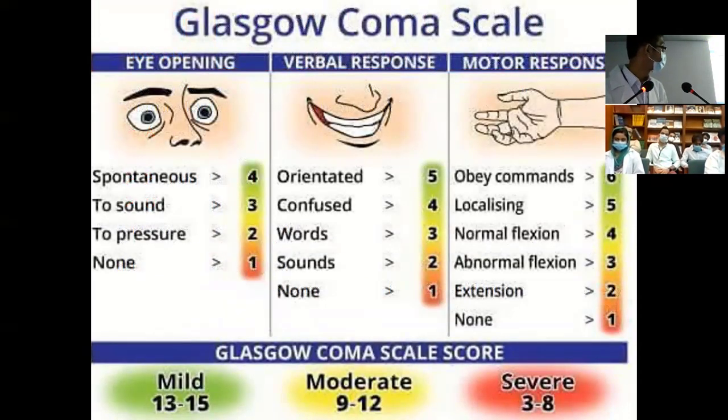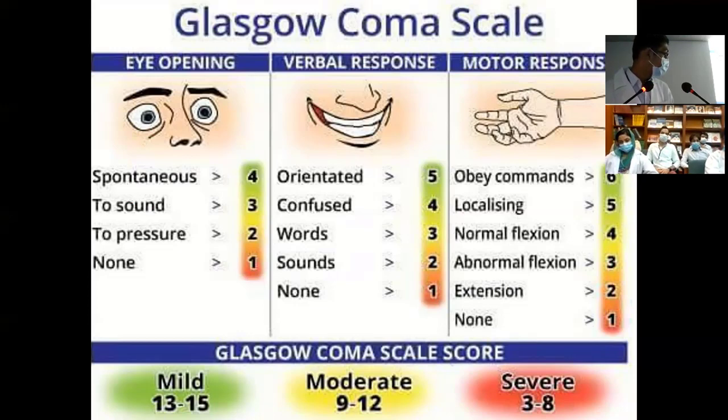This is the Glasgow Coma Scale. It includes eye opening: spontaneous, 4. If the patient is responsive to sound, 3. If to pain, 2. If unresponsive, 1. Verbal response: if the patient is oriented, give 5. Confused, 4. If only words, 3. If moaning sounds, then 2. And if unresponsive, 1. Motor response: if the patient is command following, then 6. Localizing the pain, 5. On pain, if there is normal flexion, it will be 4. If abnormal flexion, 3. And if there is extension on application of force, 2. And last, 1. The maximum score is 15 out of 15 and the minimum score is 3 out of 15.